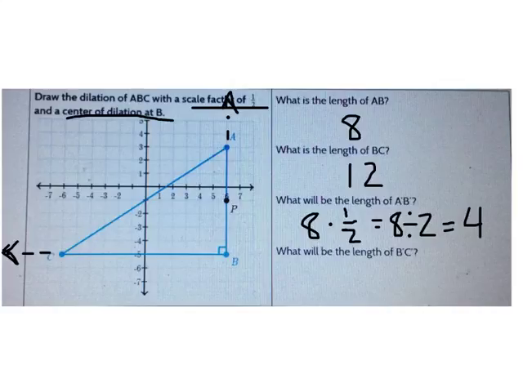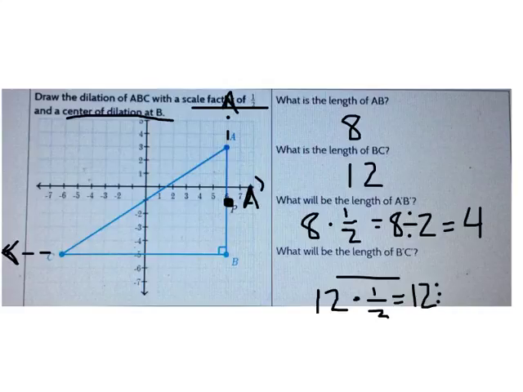Let's draw our new point for A prime now, 4 units away from B. 1, 2, 3, 4 is point A prime. What will be the length of B prime C prime? Well, I need to multiply 12 times the scale factor of 1/2. That's the same as 12 divided by 2. What's 12 divided by 2? It's 6. So the length of B prime C prime is 6.